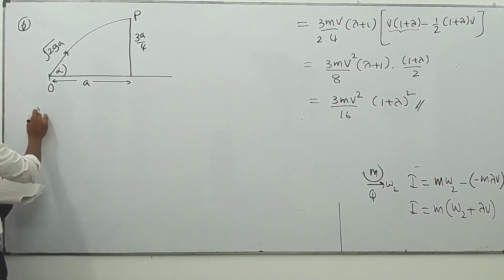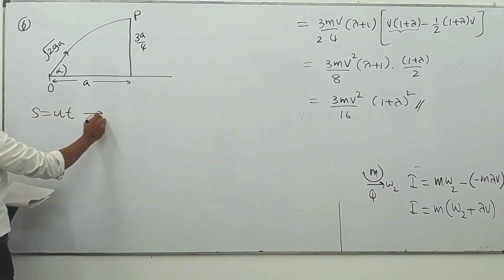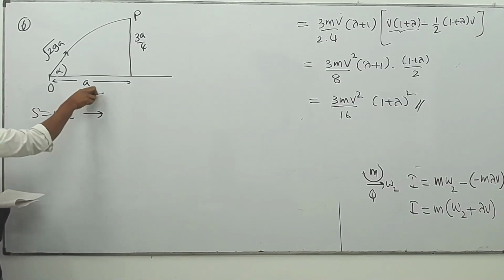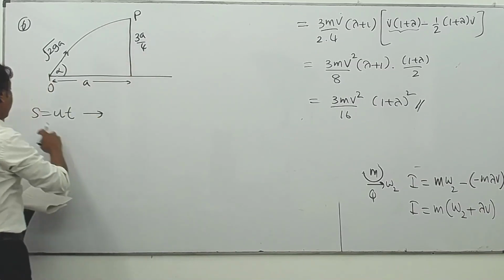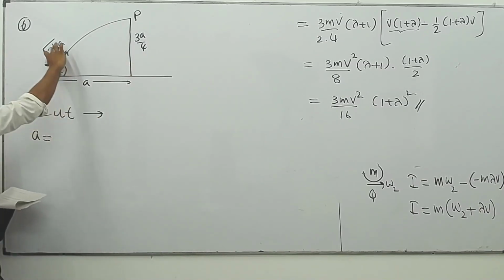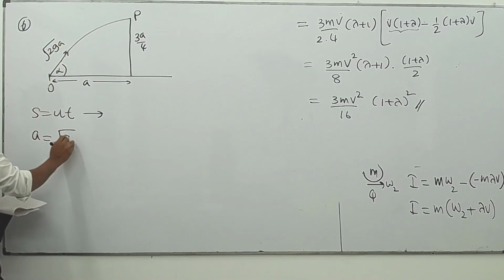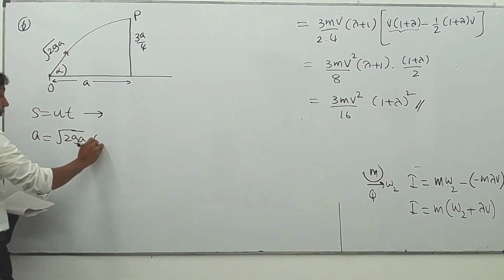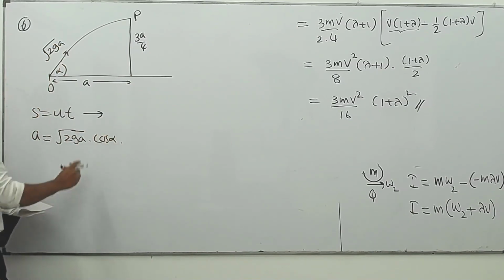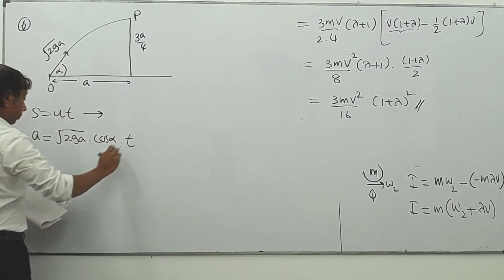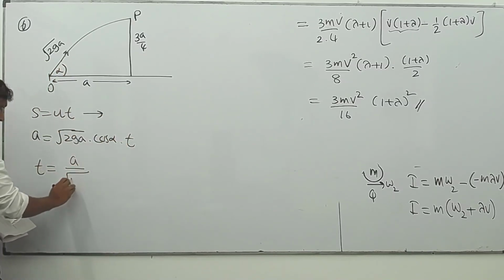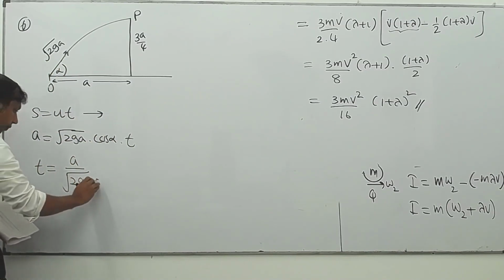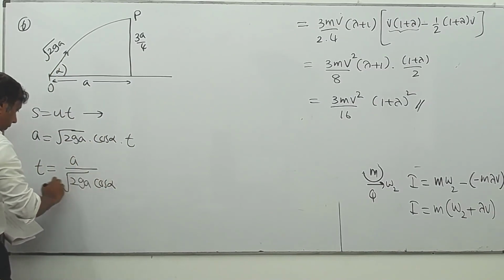Right. S equals UT rightward. S is A, when it moves from here to here, horizontally moved A, vertically 3/4. S is A, this into cos alpha into T. T is A over root 2 ga cos alpha.